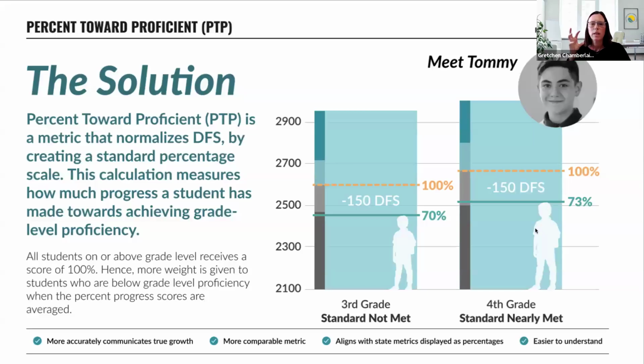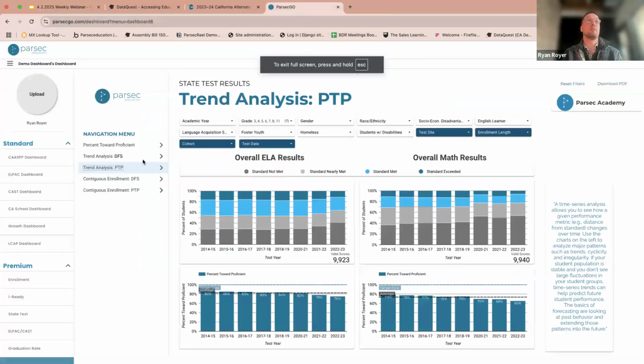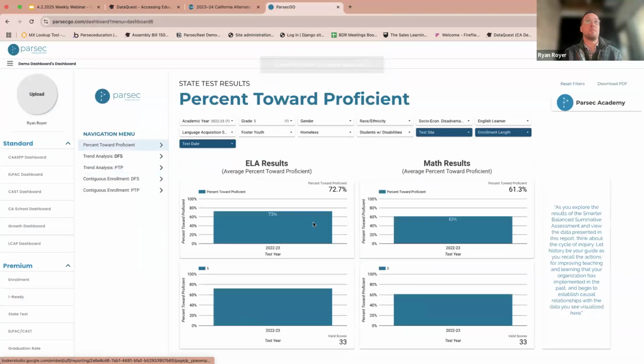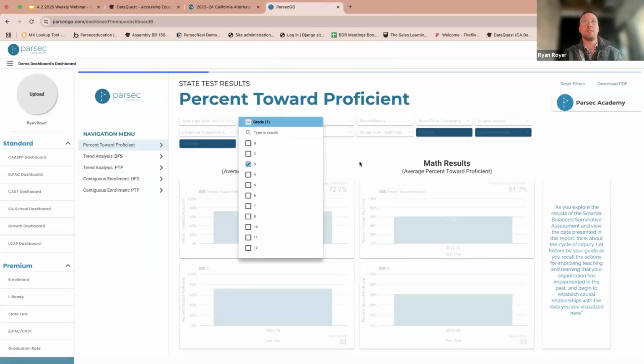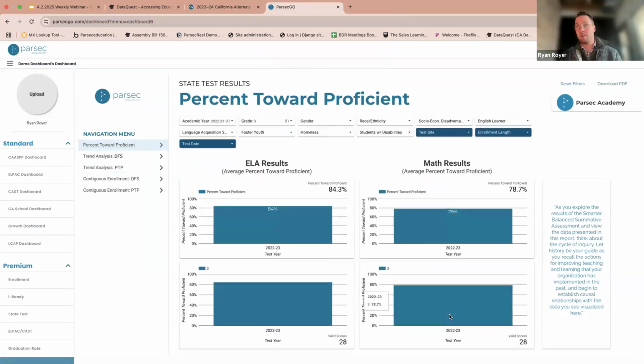Okay. So how does that work? I understand that per student. Now, how does that translate to the whole school? Yeah, so similar to how you would take the average distance from standard, you can average these percentages. Let's go back to the dashboard, percent towards proficient, and let's go to our 3rd grade students here. On average, our students are 79% of the way to proficiency, meaning there's a 20% gap between them and proficiency.